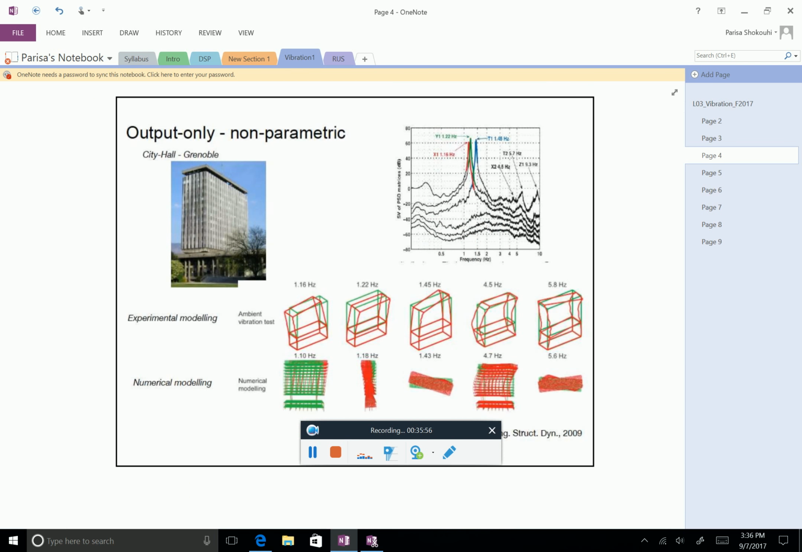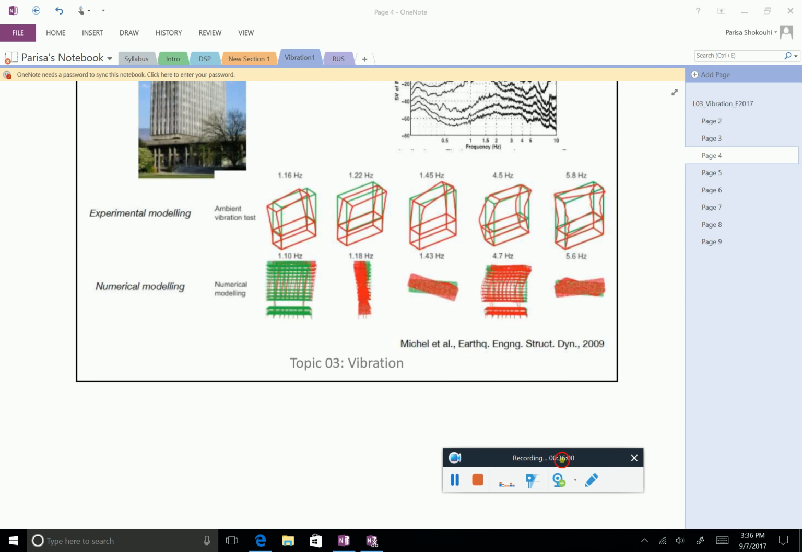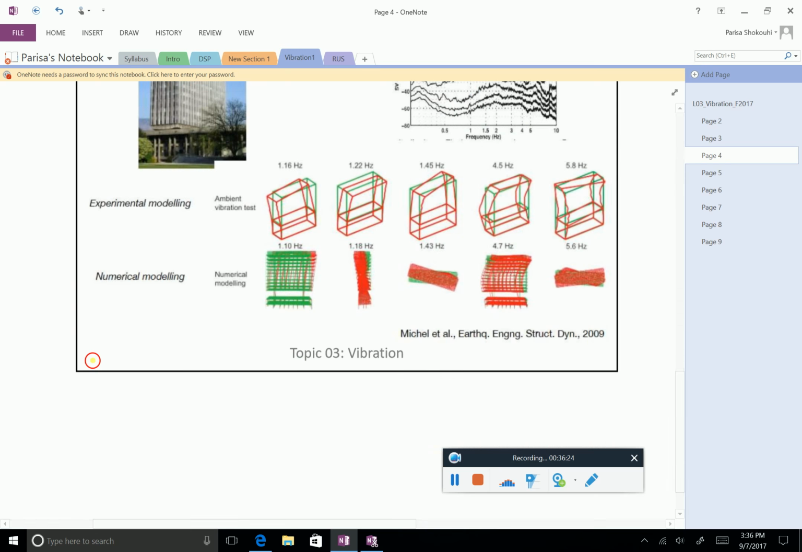This is another study where you see that for a building, you can actually see the experimental versus numerical modeling. So the mismatch kind of gives you where things can go wrong. It's useful for monitoring. Once you have validated your model, then you look to see what's going on.